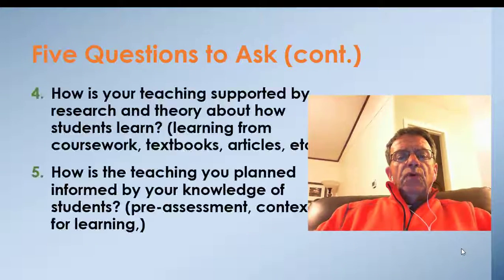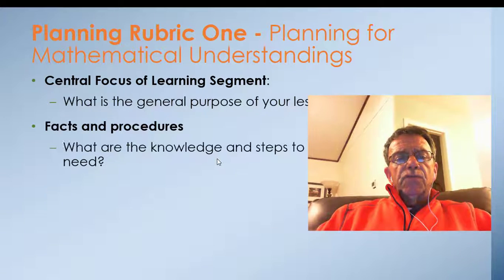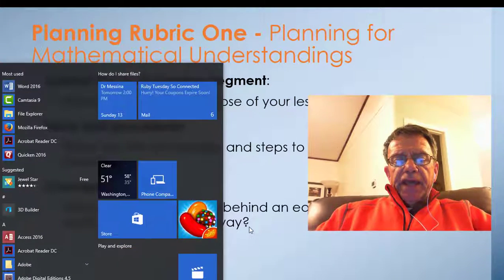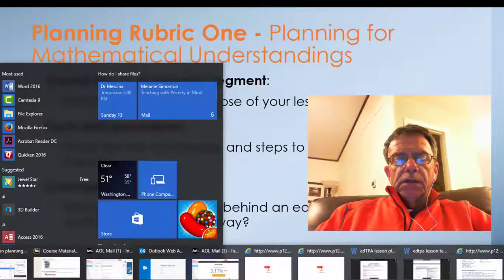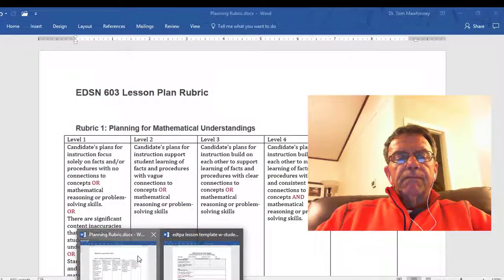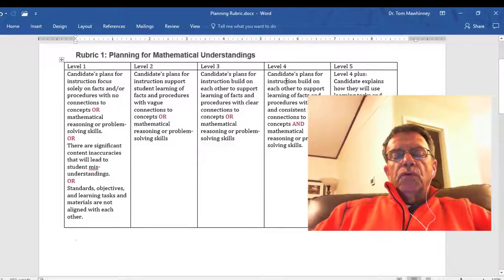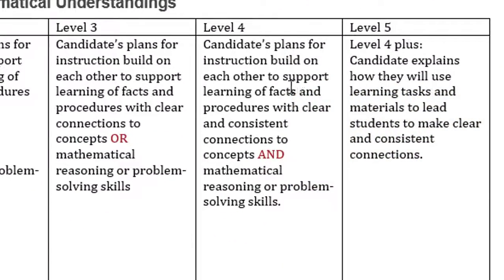Okay, I'm going to skip this part, and I'm going to get right into the rubrics. Rubric 1, and I believe I have that open. Rubric 1, in order to get a 4, your plan has to build on each other. That you don't have to worry about that. So what it has to do, though, is to support learning of facts and procedures with clear and consistent connections to concepts and to mathematical reasons or problem solving.